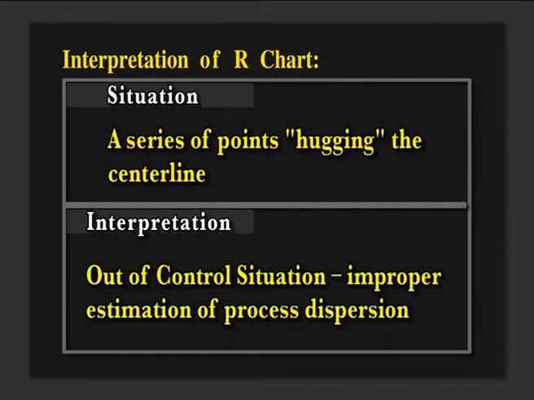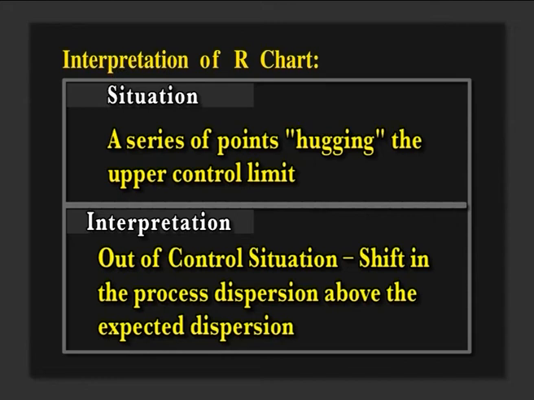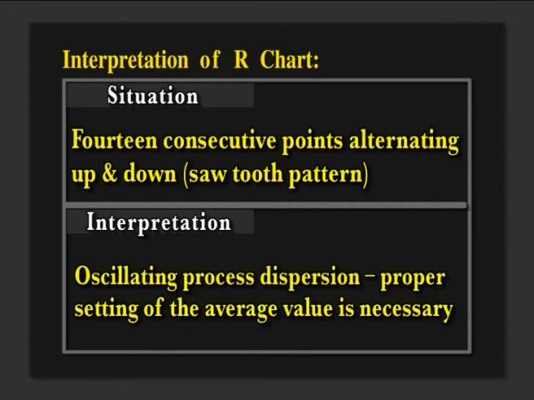A series of points hugging the central line is an out of control situation, improper estimation of process dispersion is assumed. A series of points hugging the upper control limit is again an out of control situation, shift in the process dispersion above the expected dispersion. 14 consecutive points alternating up and down, a sawtooth pattern.